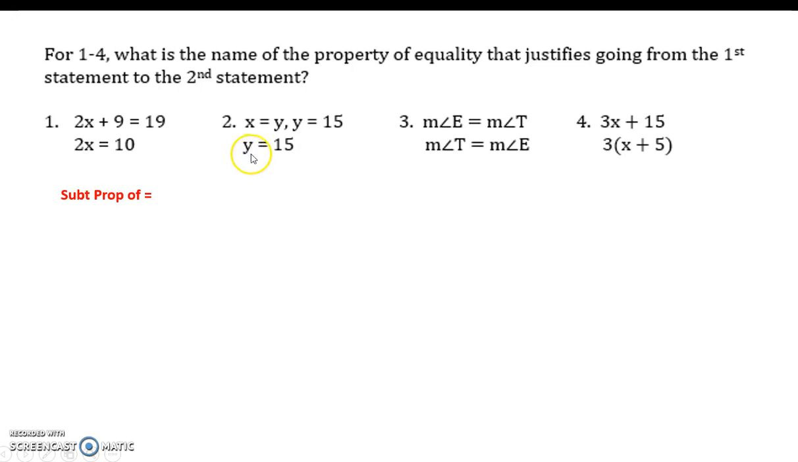Here, I believe there's a little typo. This y right here should be an x. So if we start with x equals y and y equals 15, again we have kind of the same thing in common here. We can jump right from the x to 15 right away. So if this was x equals 15, that's kind of following that transitive property that we talked about a few minutes ago. You could also say here that we're just doing substitution. So that 15 is taking the place of the y right there.